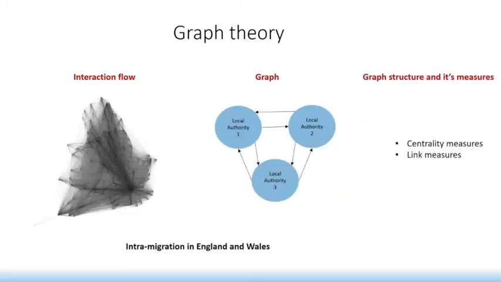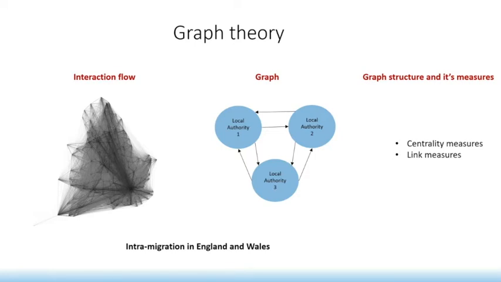Graph theory is a mathematical field that studies graph objects, which are network structures defined by nodes and the edges that connect the nodes. And this is exactly what interaction flows are. It's a bunch of places connected by flows. Therefore, if we are able to translate the flows into a graph, we can then use the measures of the graph structure to inspect the structure of the flow network.